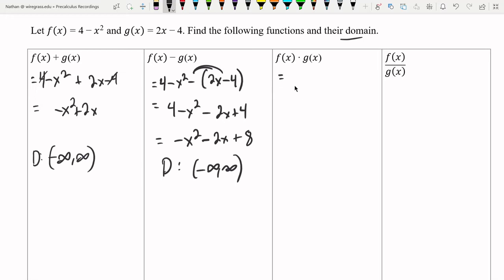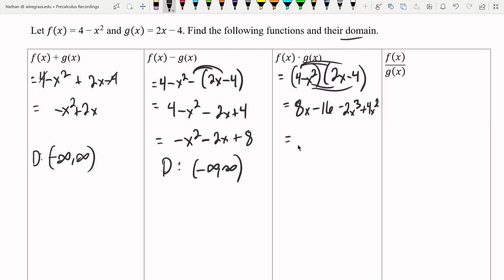Okay, f times g of x is going to be 4 minus x squared times 2x minus 4. Filling this thing out, we're going to distribute this, distribute that. That's going to be 8x minus 16 minus 2x cubed plus 4x squared. Rewriting this in standard form, highest degree to lowest, or highest power to lowest power, you can see that this is a cubic function. It's just a polynomial. That means its domain is everything.